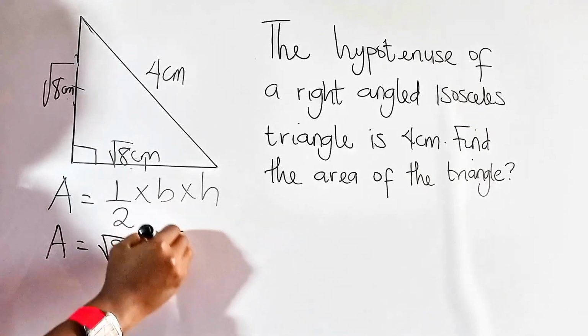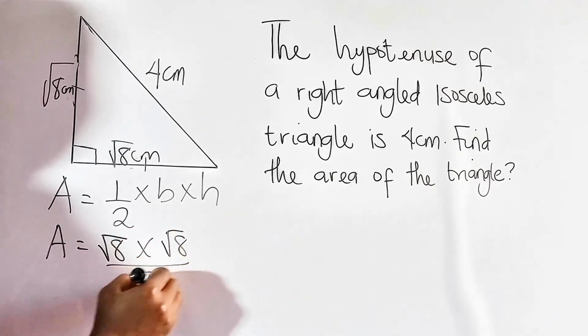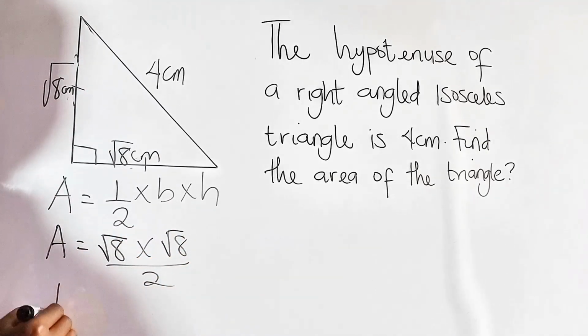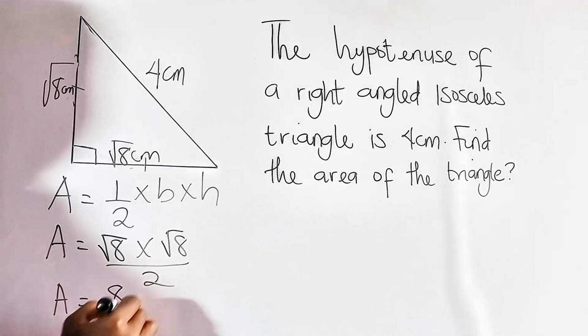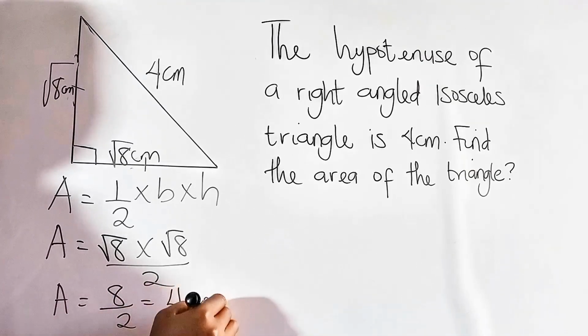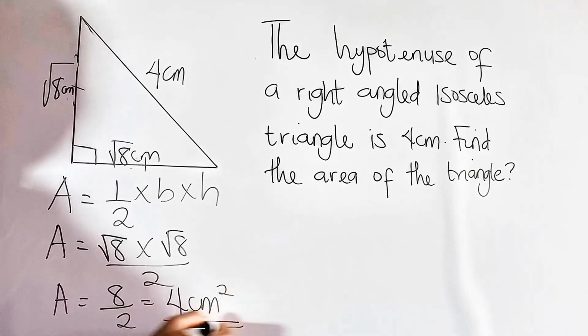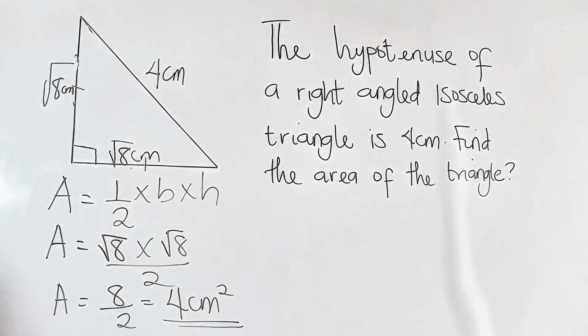Okay, so substituting in our values, we have our area equals the base is root 8 and the height is root 8 all over 2. Okay, so the area equals root 8 times root 8 equals 8 divided by 2. So we have 8 divided by 2 as 4 centimeters square, and this gives us the area of this figure.